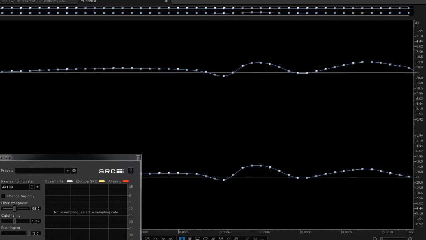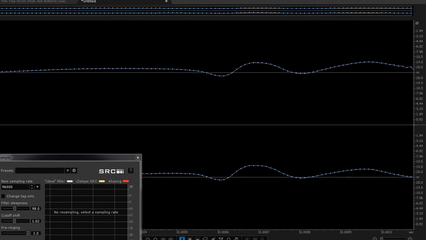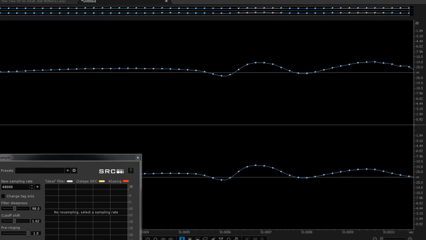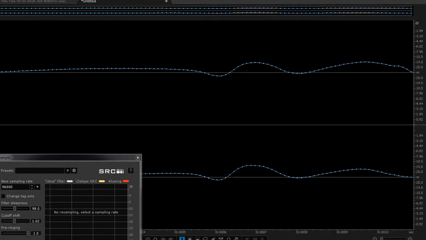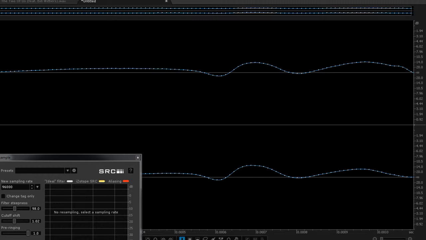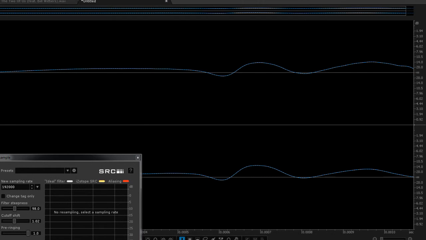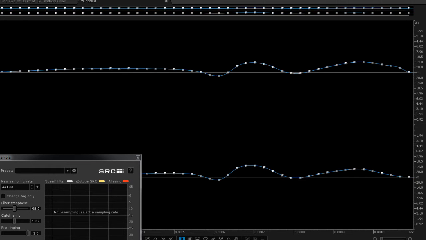The line in between is the waveform that results from connecting those dots. And it's not always the same, and that's what we're going to show you in this video. Notice how, if you look on the right, there's a slight change in shape. 48, 44. We'll see why this is important.